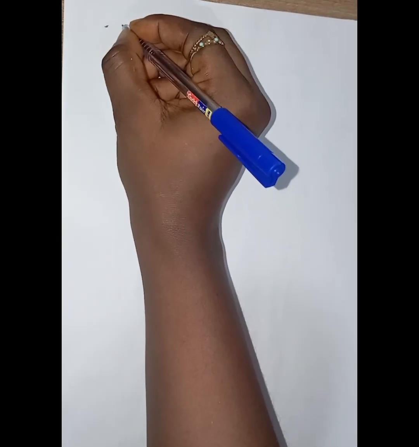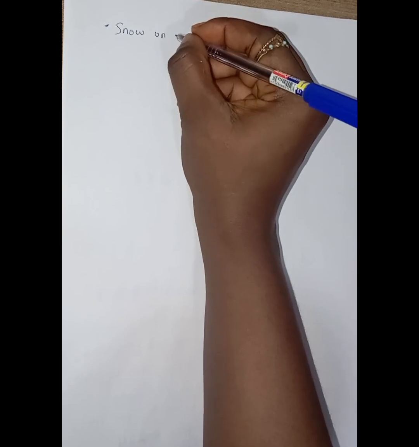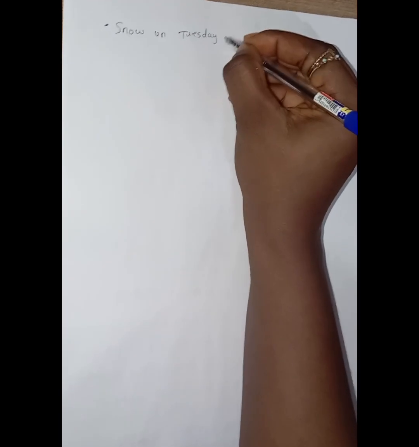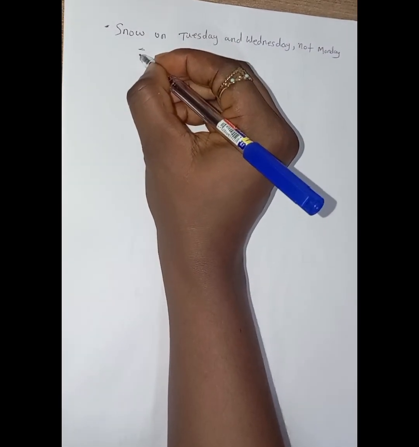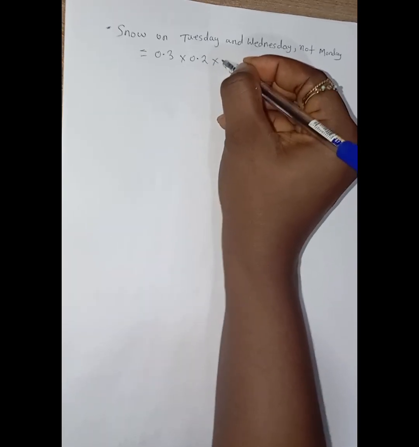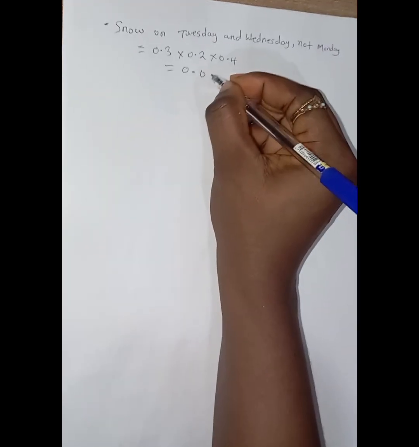So the next scenario is the probability that it will snow on Tuesday and Wednesday and not Monday. Which is going to give us 0.3 times 0.2 times 0.4, which is equal to 0.024.